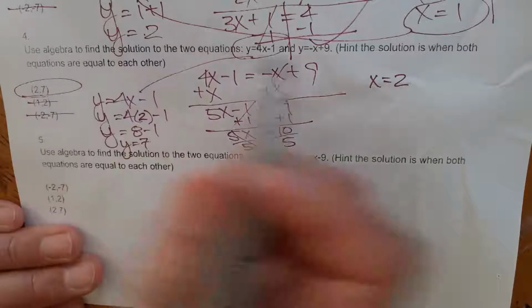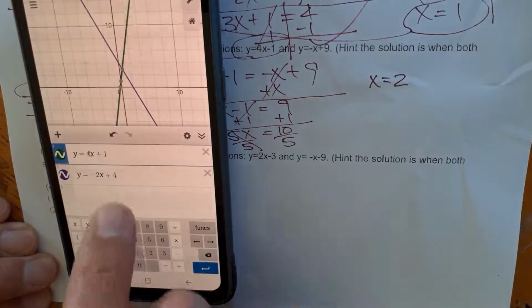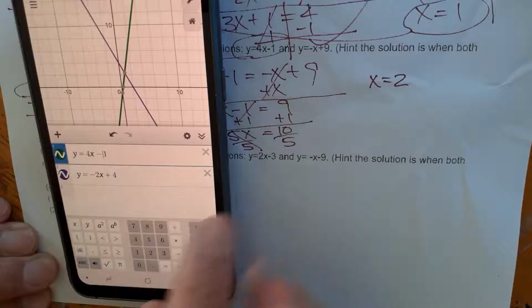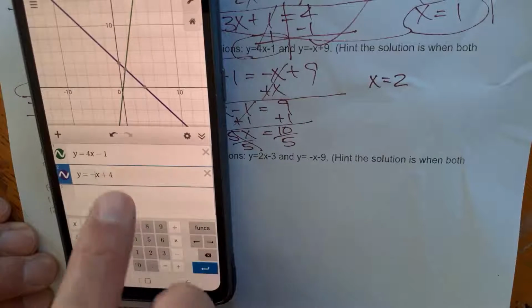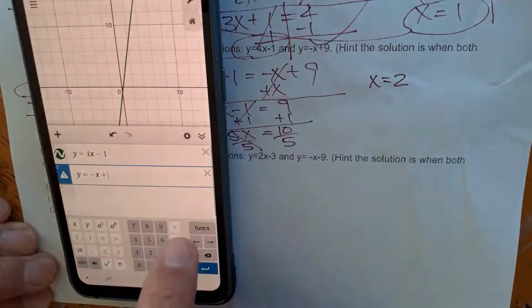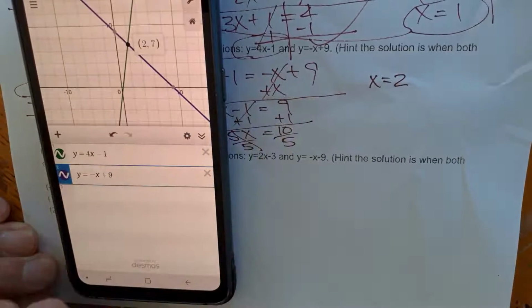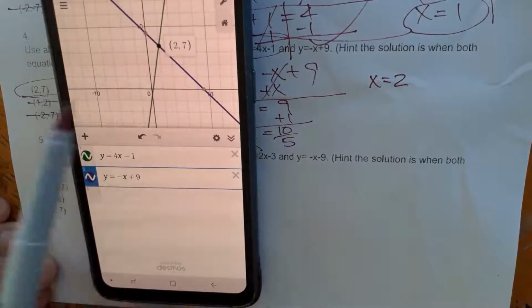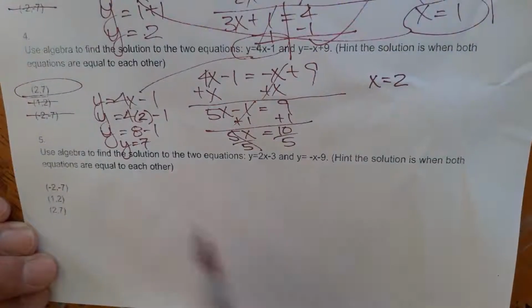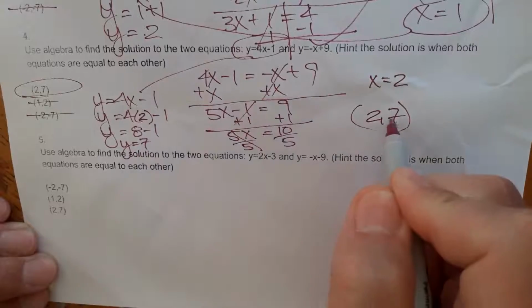All right. Check. And how quickly can we check if it's 2, 7? 4x minus 1, minus x plus 9. Okay. Double tap. 2, 7. Ooh, we can almost see it. There it is. 2, 7. Check. All right. So we checked our work. And this goes into a coordinate of 2, 7. That's what we're looking at. The x is the 2, the y is the 7.